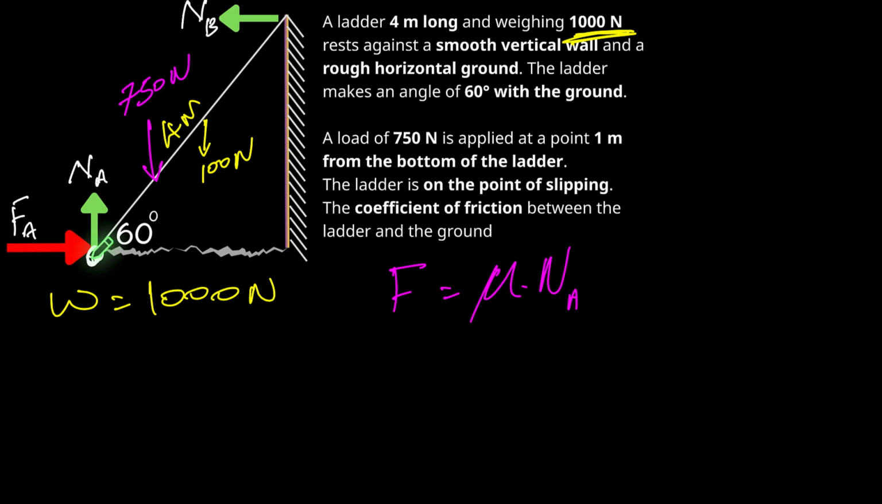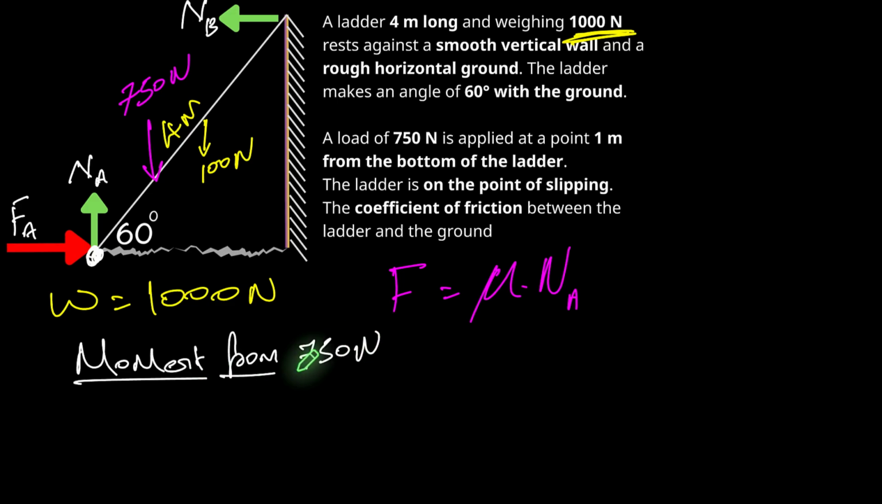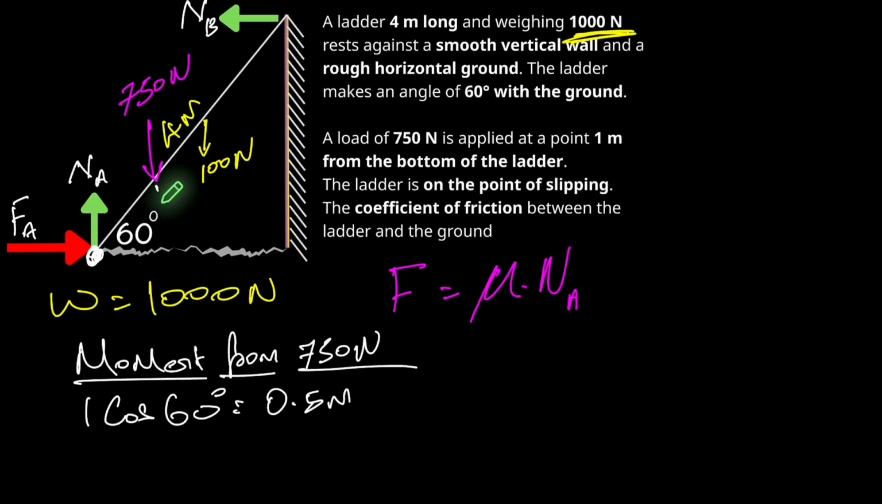Let's start with the 750 newtons. And this force acts 1 meter along the ladder. Because it's a vertical force, we need the horizontal distance. So I'll just write this so it's clear what we're doing. It's the moment from the 750 newton. Using the angle 60 degrees, this would give us just 1 cos 60 degrees. And in the calculator, cos 60 degrees is 0.5. So 0.5 times 1, that gives us 0.5 meters. And that 0.5 meter is along the horizontal.